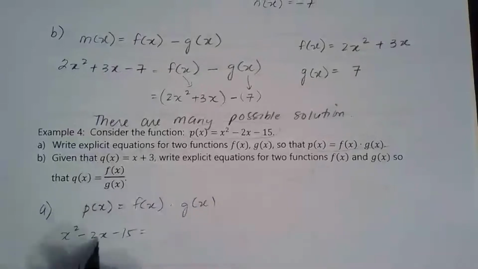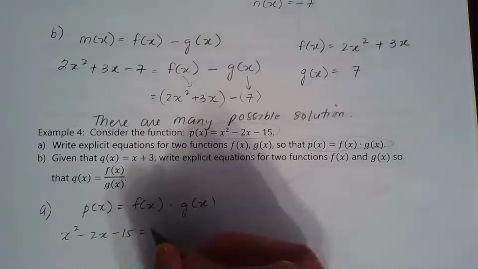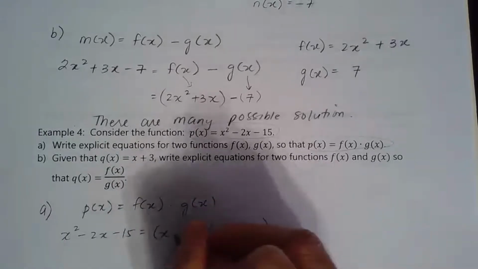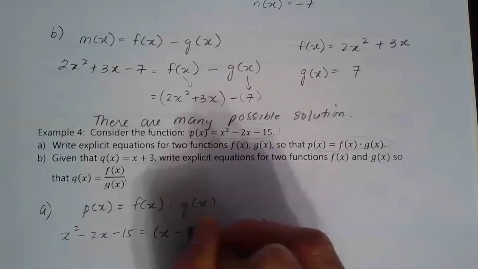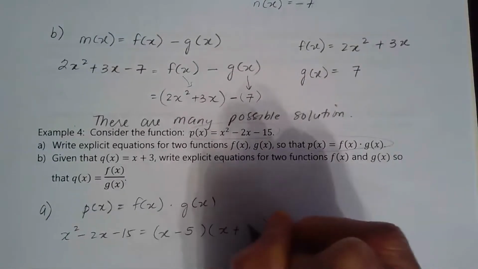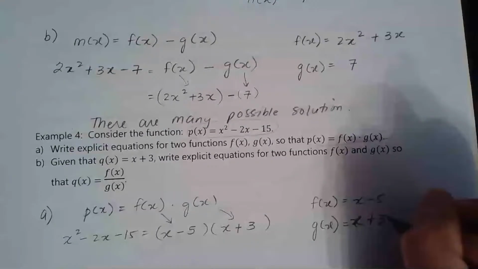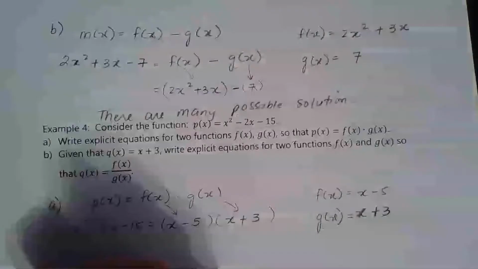Well, this polynomial function could be written like this: x minus 5, x plus 3. So I can say that one's not bad. And then we've reached the final example.